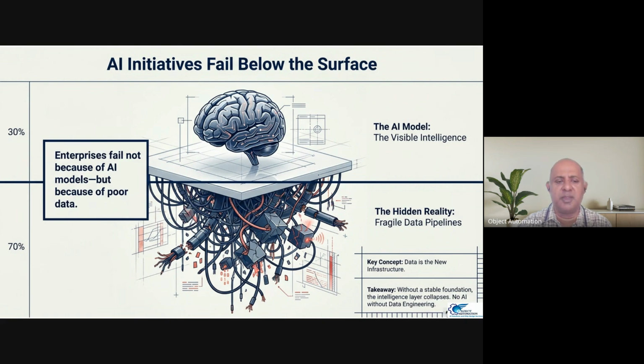When we say poor data, it means data is not cleaned properly and not transformed properly. It is because of these reasons that enterprises fail, not because of AI models: garbage in, garbage out. AI models require clean, accurate data. For this, we have to use data engineering.